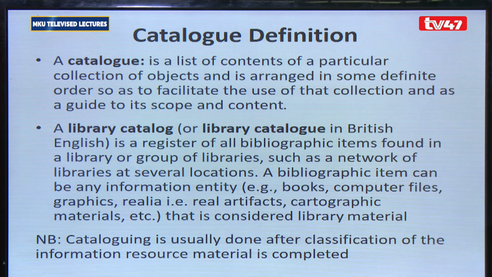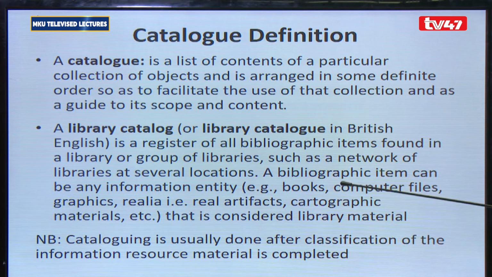A library catalog, this is an American spelling without O and without U and E, or it's a catalogue, this is the British spelling, is a register of all bibliographic items found in a library or group of libraries, such as a network of libraries at several locations. For example, Mount Kenya University has one main library and several branch libraries in the various campuses.